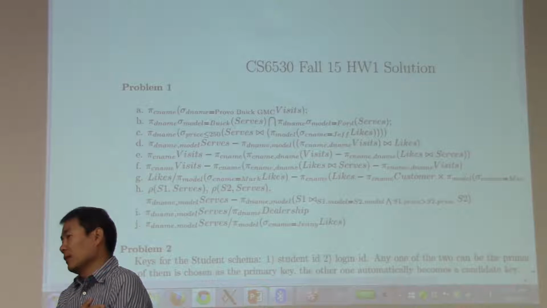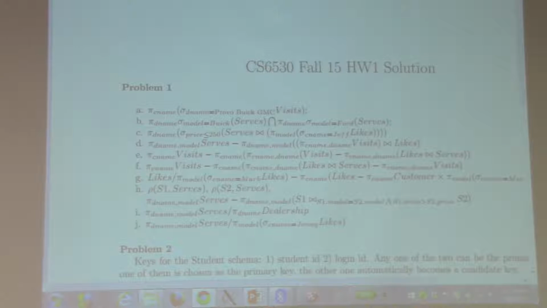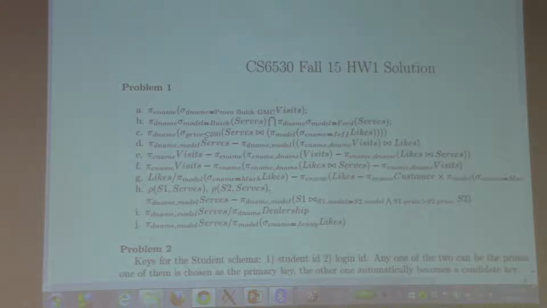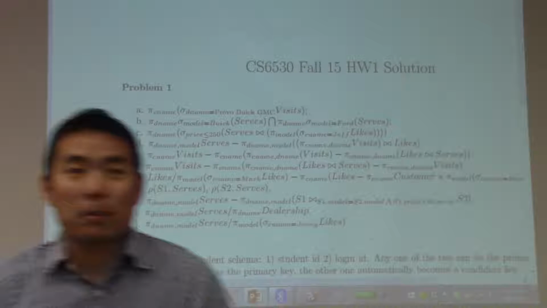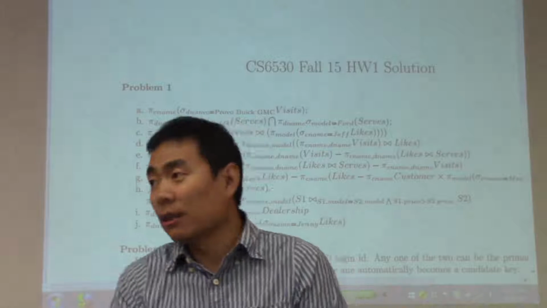The customer name and the dealer name that the customer has visited, and that does not like. Does not like that dealer. Well, there's no like relationship between customer and dealer, right? Customer only like cars. We are not trying to capture which customer likes which dealer, right?